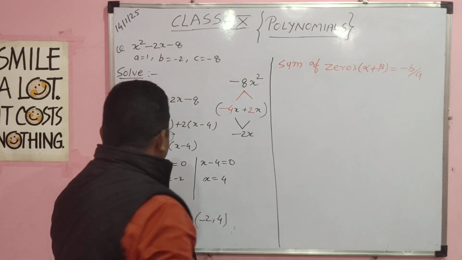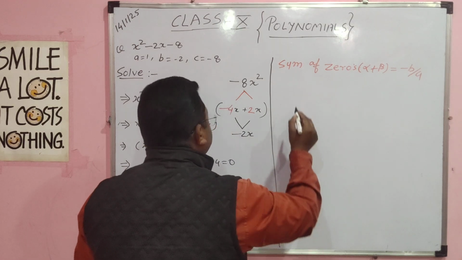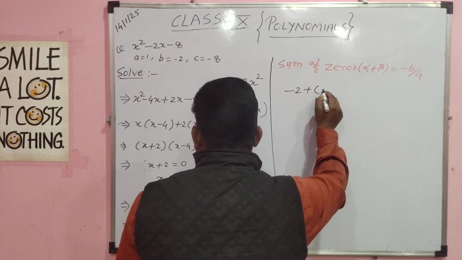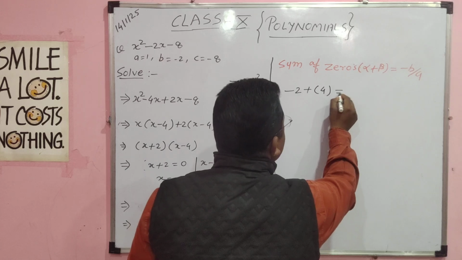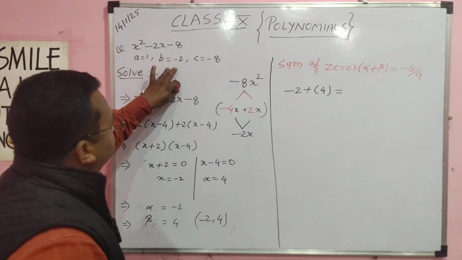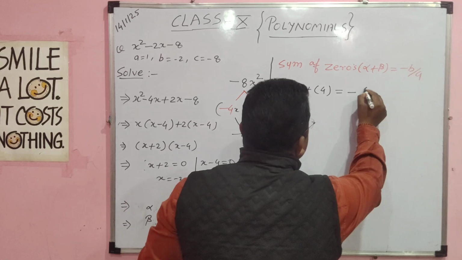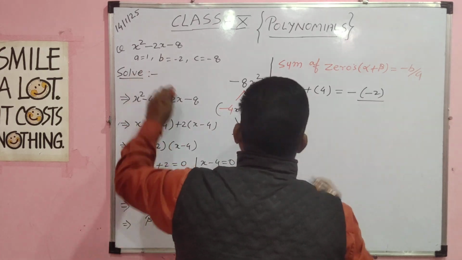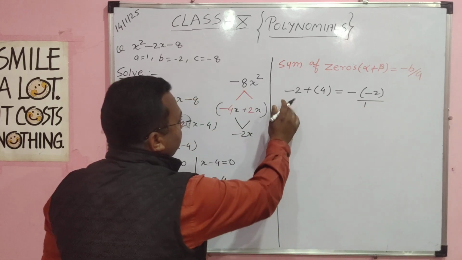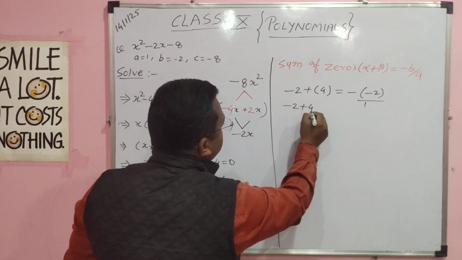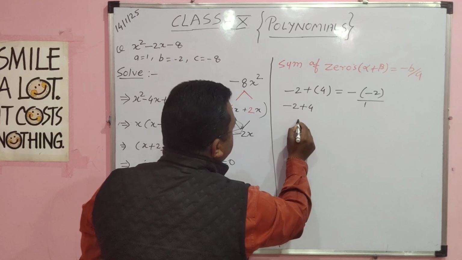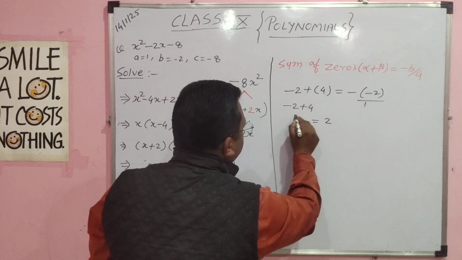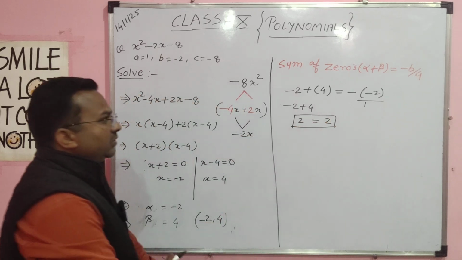So sum of zeros, alpha plus beta: alpha is minus 2 and beta is 4, and minus b stays as it is, where b is minus 2 and a is 1. So calculate here minus 2 plus 4, it means plus 2, and minus multiply minus is plus 2. So verified here the sum of zeros. Clear.